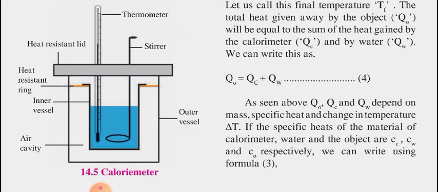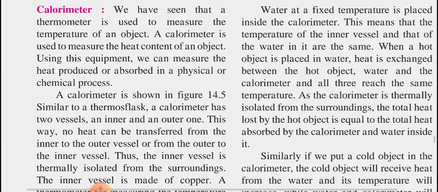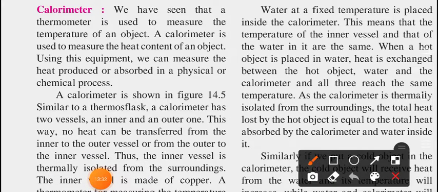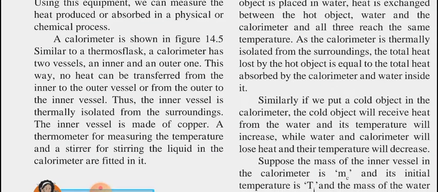Now let's see the use of the calorimeter. We have seen that a thermometer is useful for measuring temperature. Similarly, a calorimeter is used to measure the heat content of an object. Whatever amount of heat content a specific object has, we can measure with the help of a calorimeter. Using this equipment, we can measure heat produced or absorbed in a physical or chemical process. You can observe the calorimeter in figure 4.5, which I showed you recently.